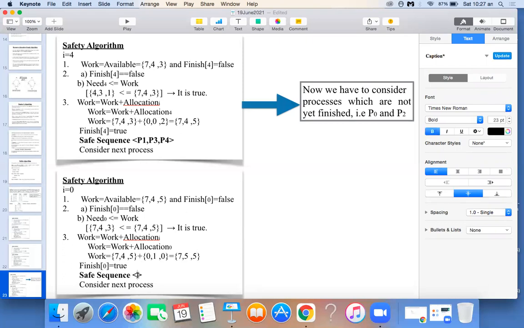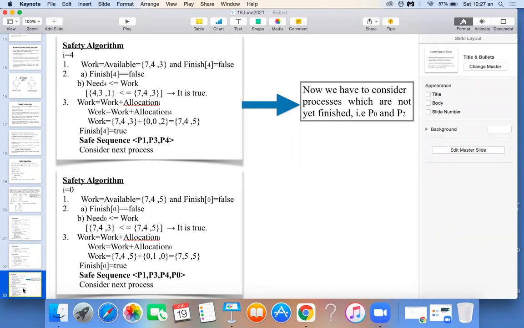So what is your safety sequence now? P1, P3, P4, P0. Correct. So P1, P3, P4 and P0. Correct? Okay. So which process is remaining now? Last. Which one is left now? P2. So consider that last one. That's it. What is your work value now? 7, 5, 5. So use that one in the next process.